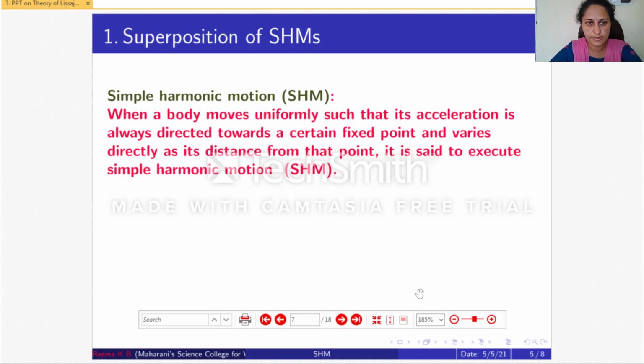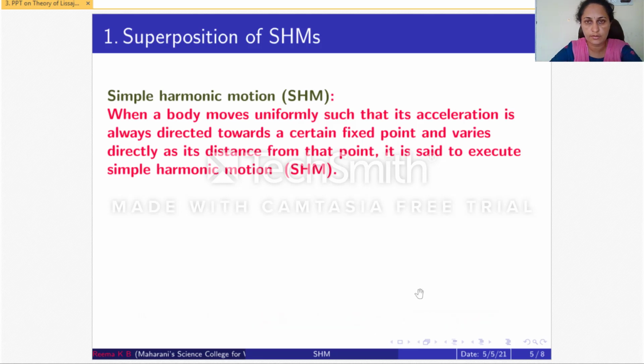Now let's move on to the topic superposition of simple harmonic motions. So what is a simple harmonic motion? When a body moves uniformly such that its acceleration is always directed towards a certain fixed point and varies directly as its distance from that point, it is said to execute simple harmonic motion. So, it's a motion in which restoring force is directly proportional to the displacement of the particle from the mean or the equilibrium position, and it's always directed towards the mean position.